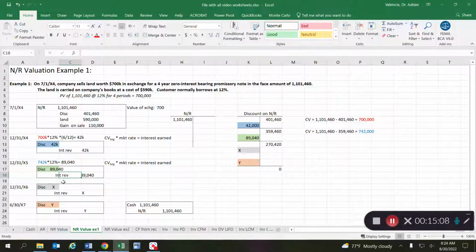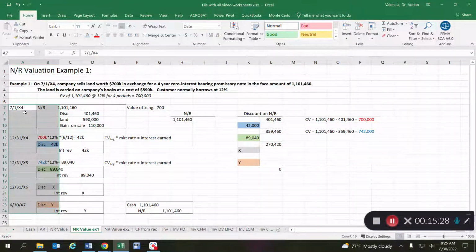And notice how as we recognize this interest, the discount account goes down, right? The balance. Because eventually that discount account is going to reach zero as we amortize over the 4 years, or more specifically over the 48 months, right? Because, you know, this was 6 months here, so we're going to have to add an extra year with 6 months. In total, we need to amortize over 48 months.